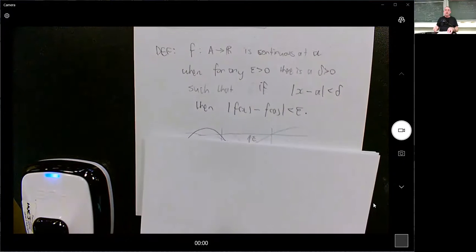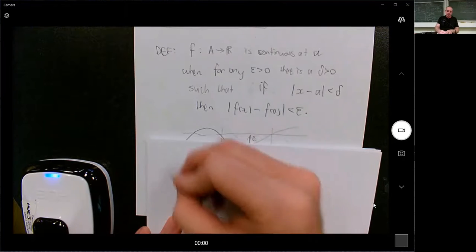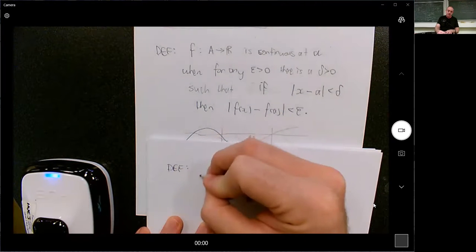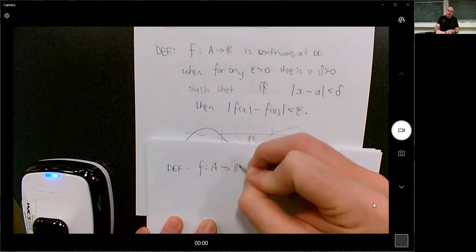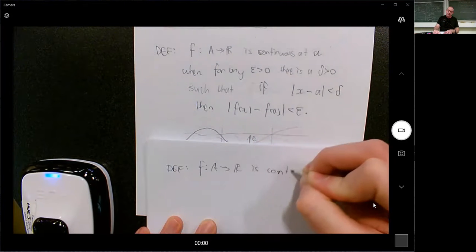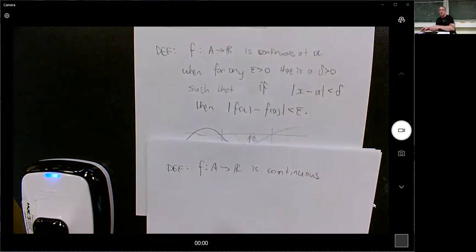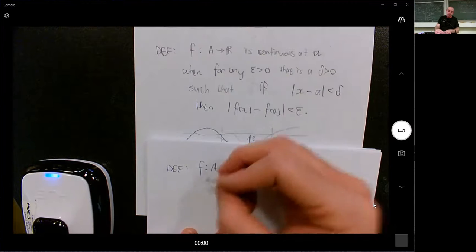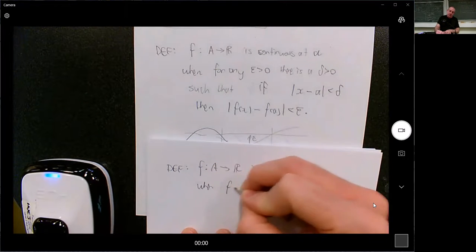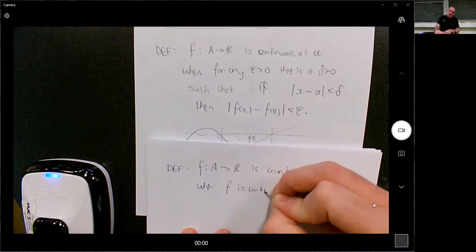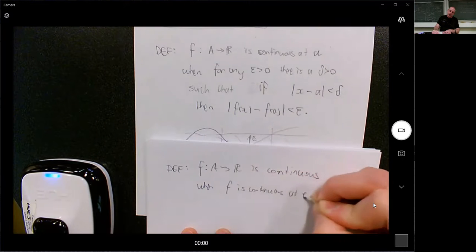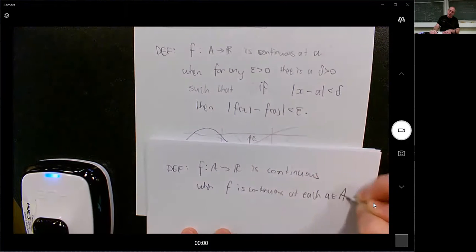So if you want it to be continuous just without mentioning a specific point, that means it's continuous everywhere. Definition: f, which sends the set A to R, is continuous, with no particular reference to where it's continuous, when f is continuous at each A in the domain.